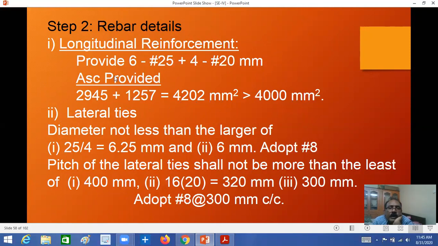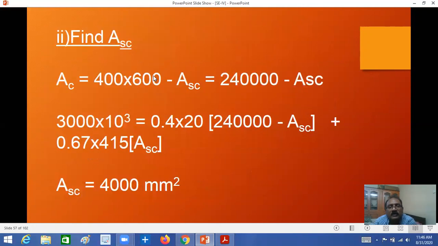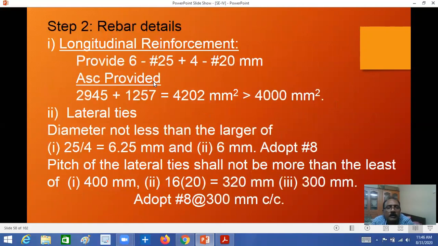So in this way, you have to calculate. What we did here: first assumption, the eccentricity per column should be less than minimum 0.05 D. Now Pu you know, and from that we calculated and assumed that b equal to 1 by 1.5 D. Generally, this is the size provided, the general size. So in that way we calculated b and D. Then we calculate area of steel, 4,000 mm square. Now we will cross check and will provide 6 bars of 25 mm and 4 bars of 20 mm.